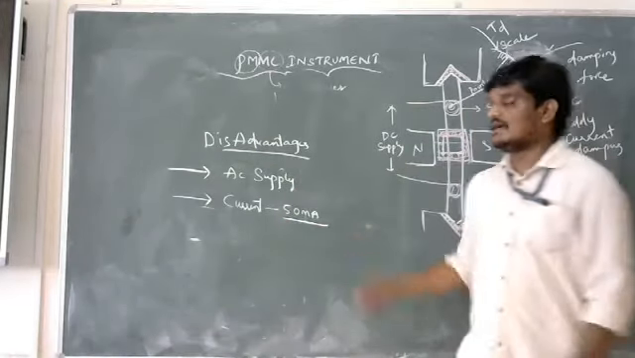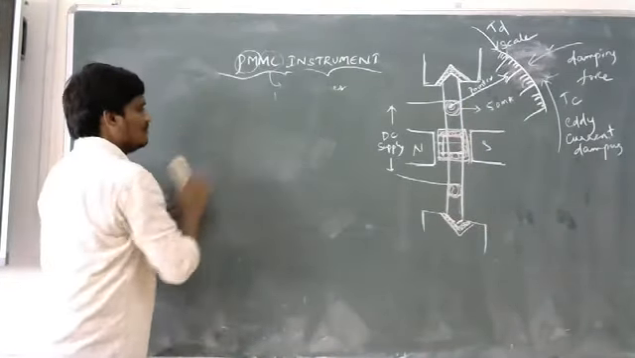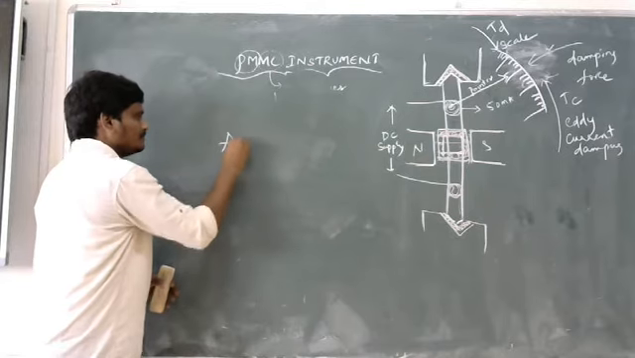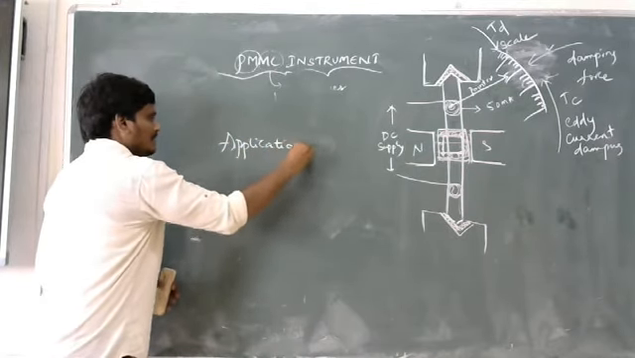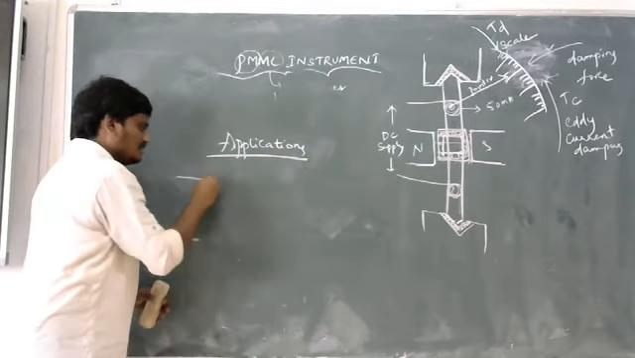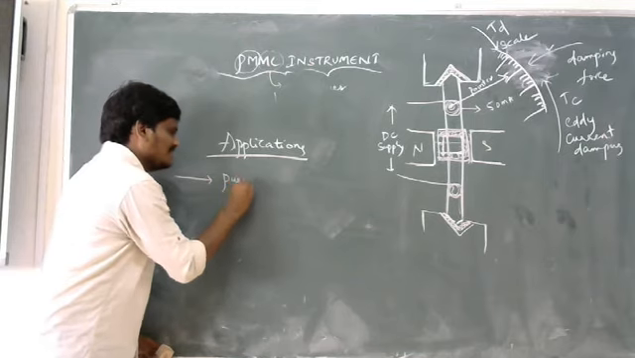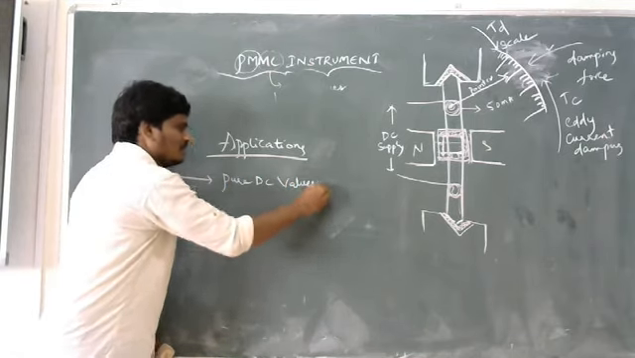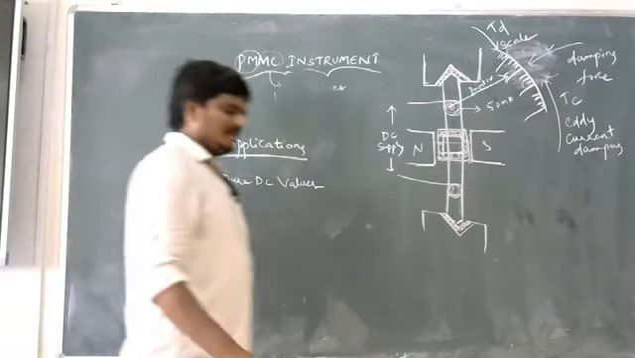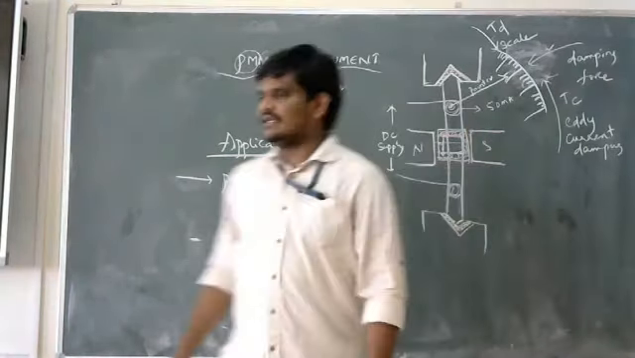Now we will go for the applications of a PMMC instrument. The first application is that it is used to measure pure DC values of any meter.